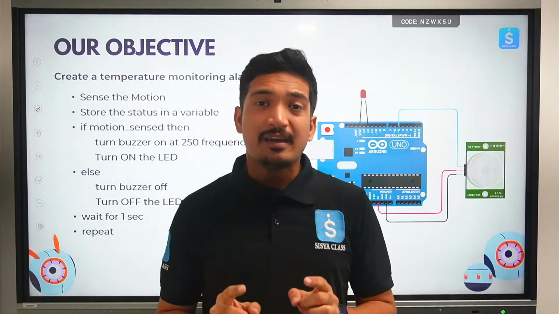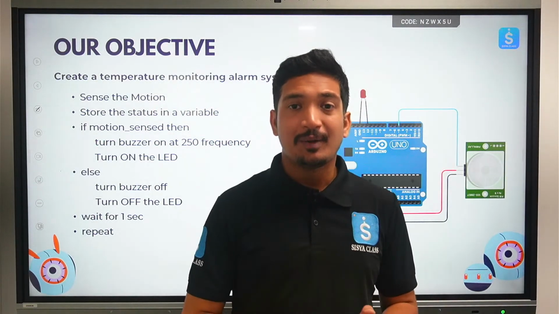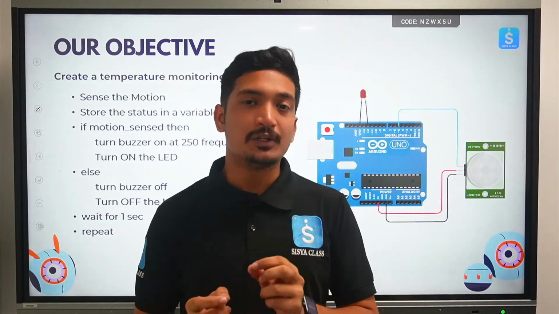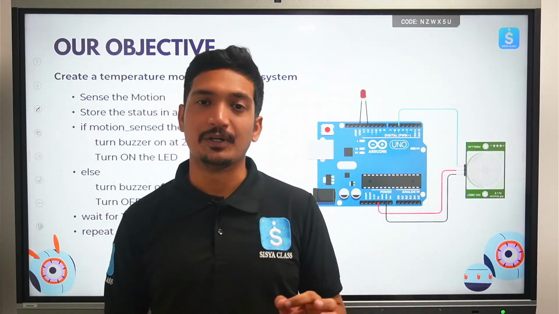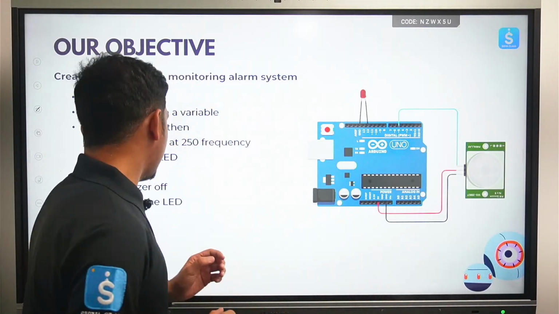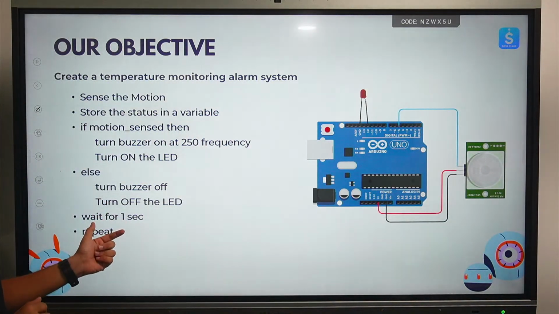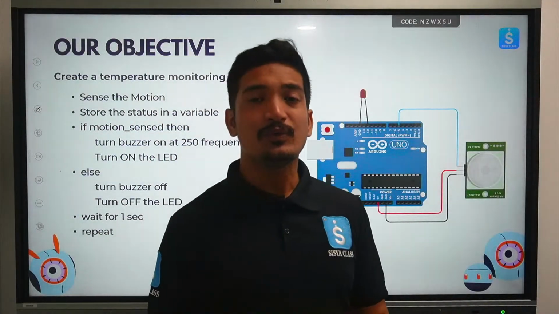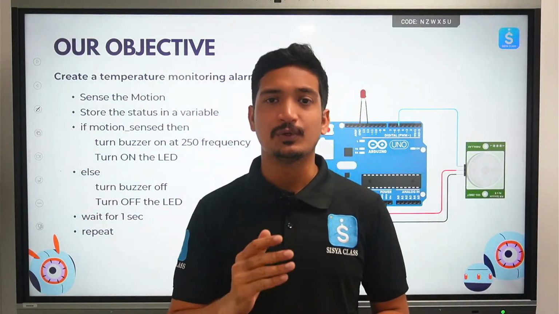If the motion is not sensed, then we'll do the reverse of it. The LED will be turned off and the buzzer will be turned off. Both of these things will be turned off. Once this is done, we will wait for a second and then repeat the entire thing once again. That's how the pseudocode will look.